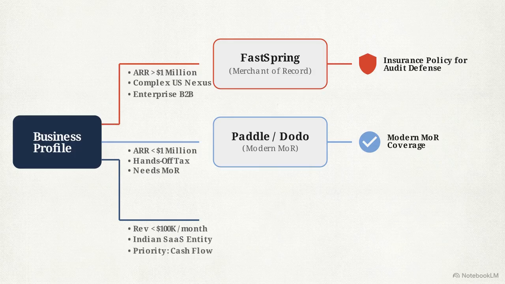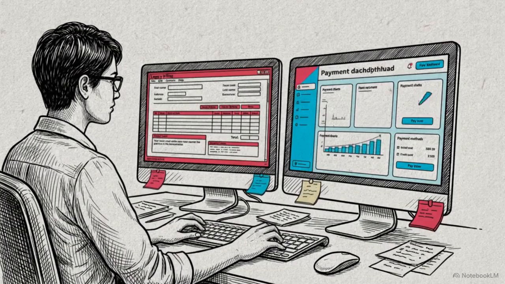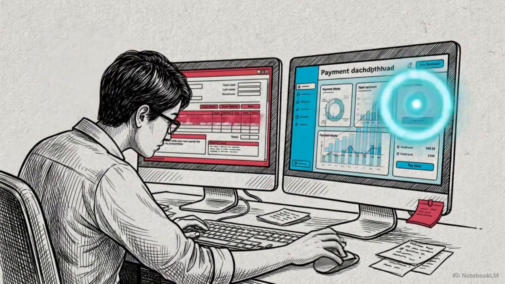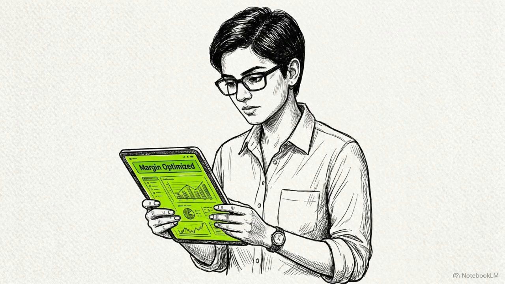And finally, if you are an Indian software business doing under $100,000 a month, needing clean cash flow, direct INR settlement, and basic FIRA compliance, direct infrastructure like Playto Pay is the optimal choice. If you are worried about the operational headache of switching, you can migrate smoothly by running platforms in parallel. You keep your existing subscribers billing on the legacy system and route all new signups through your new infrastructure. Do not buy an expensive global compliance insurance policy for a scale you haven't reached yet. Choose the infrastructure that maximizes your present reality.